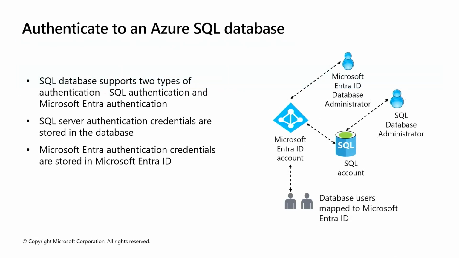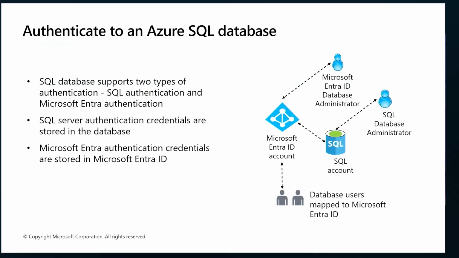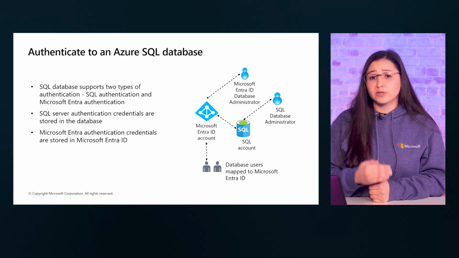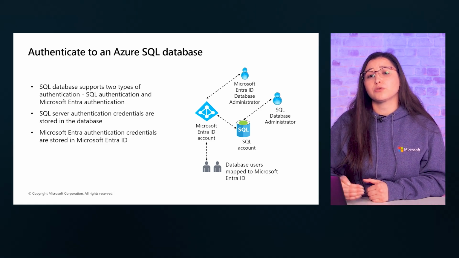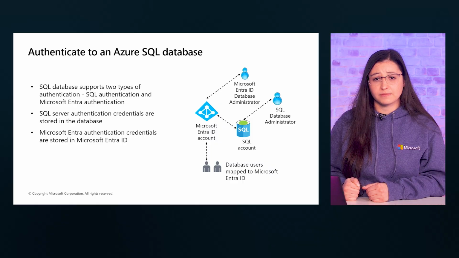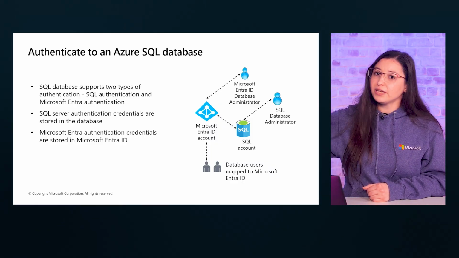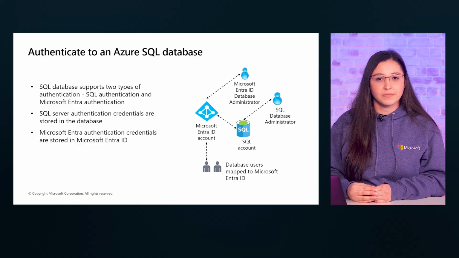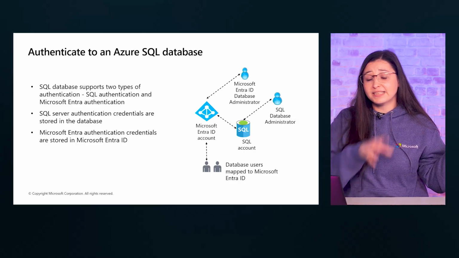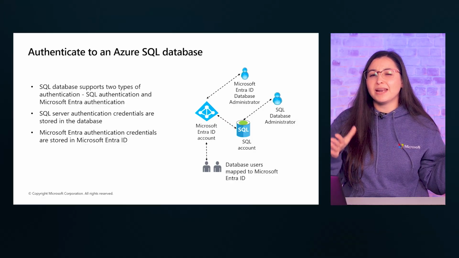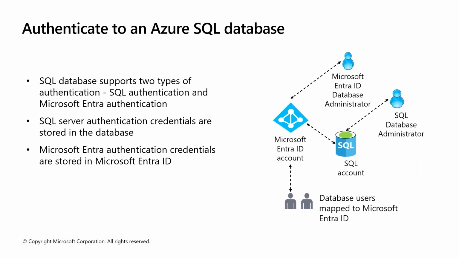Start with identity, because identity is the new perimeter. Azure SQL supports SQL authentication as well as Microsoft Entra authentication. That allows to centralize the identities in Entra, including the credential rotation. You map the Entra ID identities to database users and manage access with roles and permissions granularly. That will provide us with simpler governance, stronger security posture, and better auditing availability.